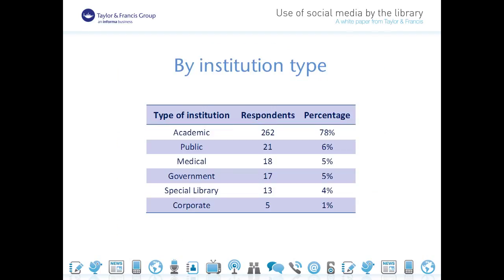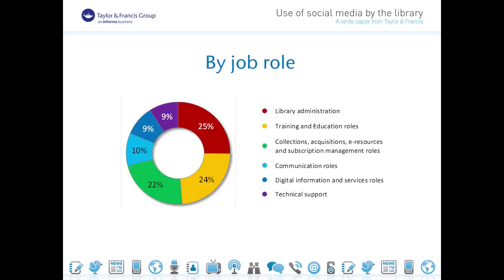We then asked librarians to tell us what type of institution they were based at. So the majority of responses came from librarians who worked in academic sectors, with some small representation here from other areas such as public and professional. We also asked librarians to identify their job titles so that we could see if there were any conclusions we could draw about how they were using social media depending on the role they held in the library.